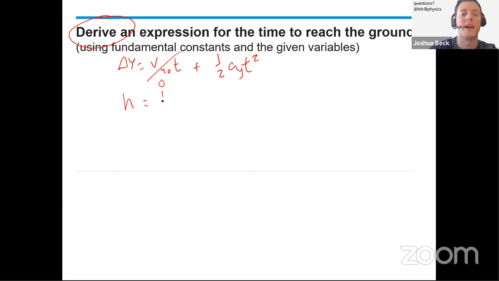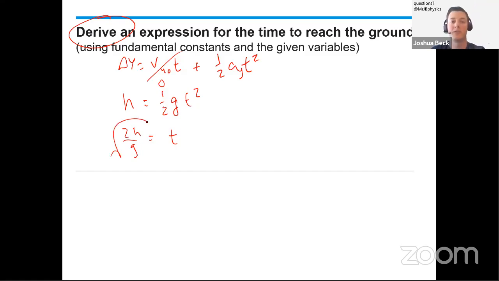That's going to equal 1/2 the y acceleration, well, this is in free fall. This is the acceleration due to gravity. We've been using 10 meters per second squared this whole time. So I'm just going to rewrite that in terms of the fundamental constant, g, and then t squared. So this ends up with 2h over g equals t squared. So the square root of that will equal t. Now I've just derived an expression for the time to reach the ground. Okay, it's going to be based on all these vertical components. So I'm done.